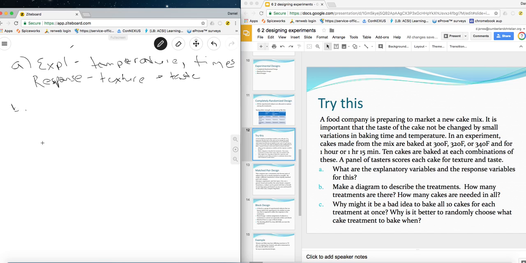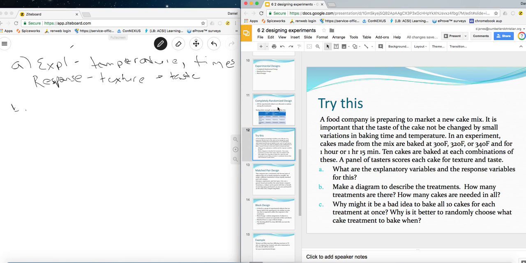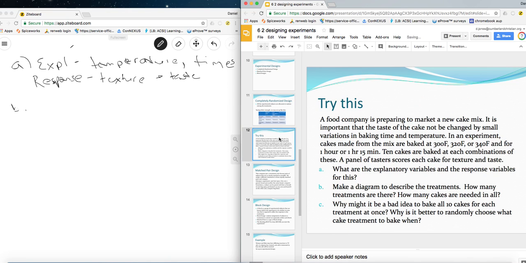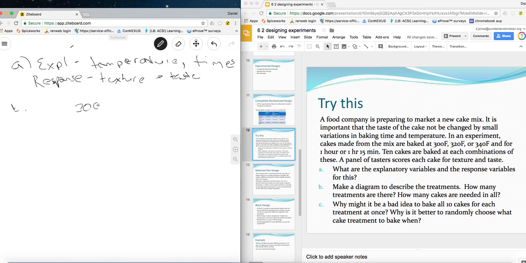Alright, so we want to make a diagram to describe the treatments and how many treatments are needed in all. So this one you could do a chart one, kind of like we did here. You could do maybe the temperatures up here and the times down here, or something like that. Or you could do the ones that we did that had the 2 V's. So either one would be fine. So let's just do a box one, since we haven't done one of those yet. So we have 300 degrees Fahrenheit. We have 320. And we have 340. And we had it for an hour and an hour 15.